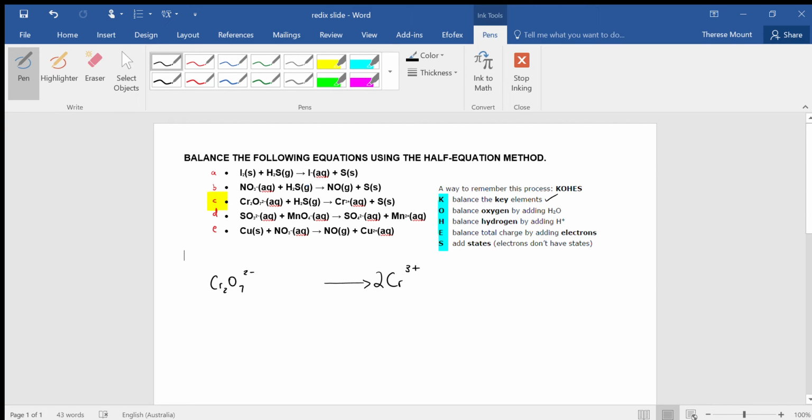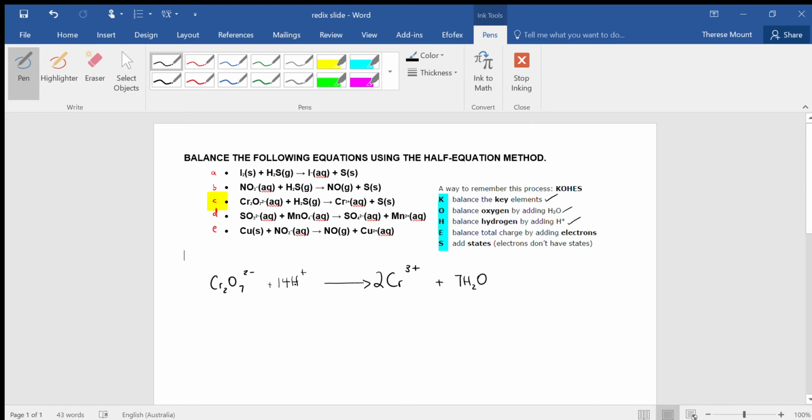Balance oxygen by adding water. I've got 7 oxygen on that side and no oxygen on this side, so I'm going to have to add 7 waters. Next step, balance hydrogen by adding H+. I've got 14 hydrogen on this side, so I'm going to have to add 14 H+ to that side. That's done. And now balance total charge by adding electrons.